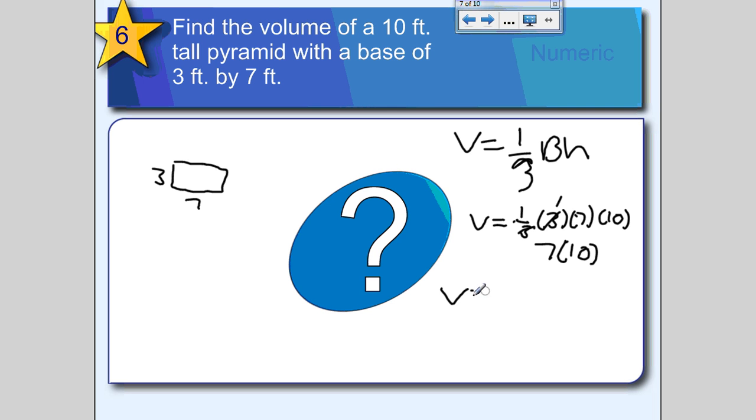And our volume is 70 feet cubed. Alright, earlier I did 7 times 3 is 21, then divided by 3 to get 7. So you see I got the same 7 either way I do it.